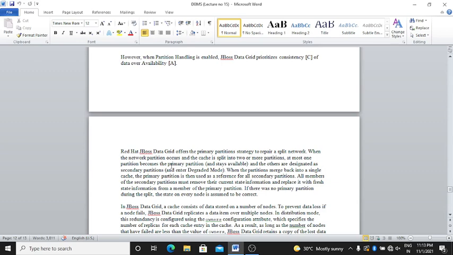From a member of the primary partition. If there was no longer a partition during the split, the state of every node is assumed to be correct.